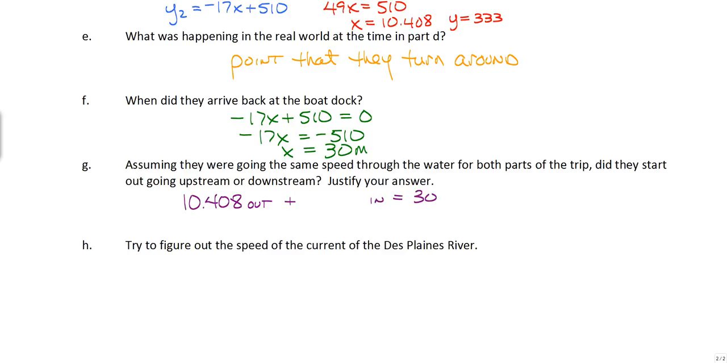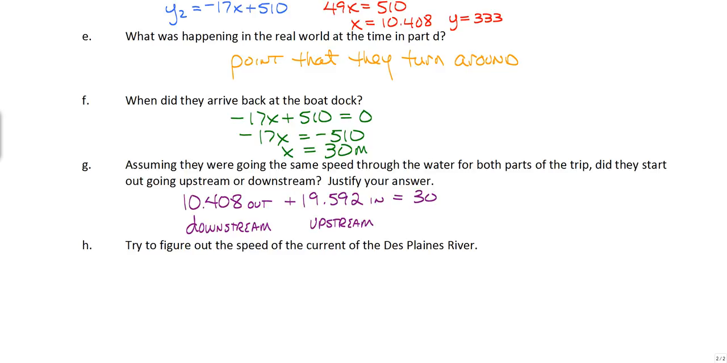So just subtract 10.408 from 30 total minutes, and you will find out that it takes them 19.592 minutes to come back in. So were they going downstream on their way out, or were they going upstream? Let's just think about it. It only takes them 10 minutes to get out, but 19 minutes to get back. So on their way out, they're going downstream. Obviously on their way in, they're coming back upstream.